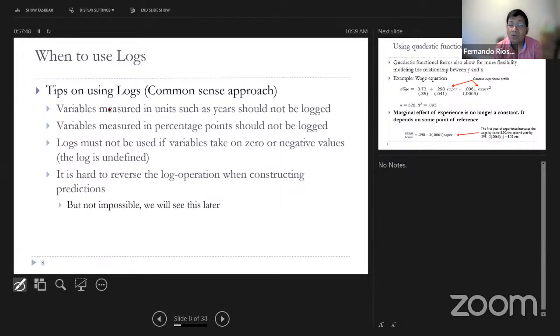Next, logs must not be used if the variable that you're trying to work with has either a 0 or some negative values, because in those cases, the log is not going to be defined. For example, you shouldn't be logging something like the number of children, because otherwise you're going to be losing the information on families that have no children.